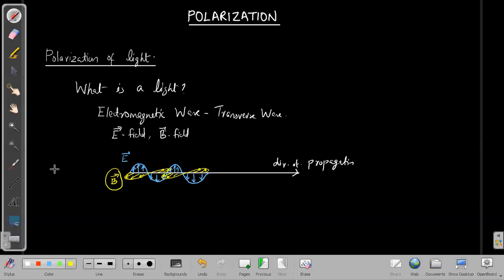So this is an example for a polarized electromagnetic wave. So here the oscillation of the electric field is confined on one plane.